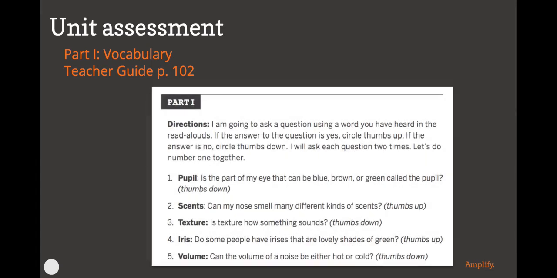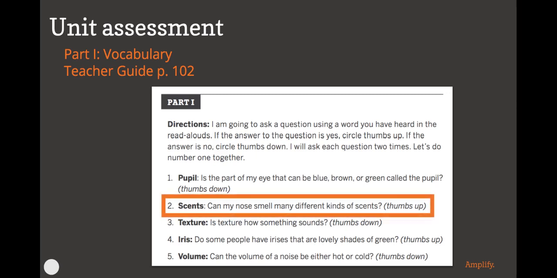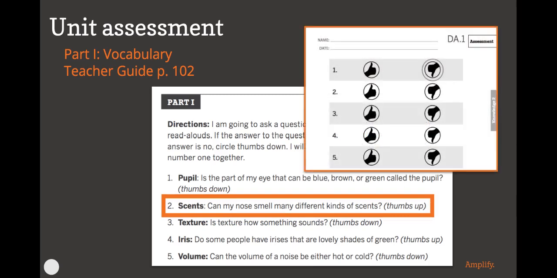Part 1 assesses vocabulary. You'll ask students a question using a word they have heard from the read-alouds. For example, when you ask, "Can my nose smell many different kinds of scents?" Students should circle the thumbs up on the corresponding page from their student activity book to indicate a yes answer.